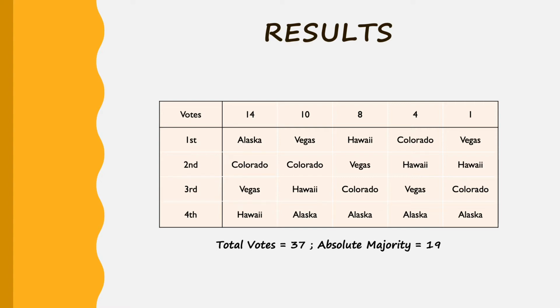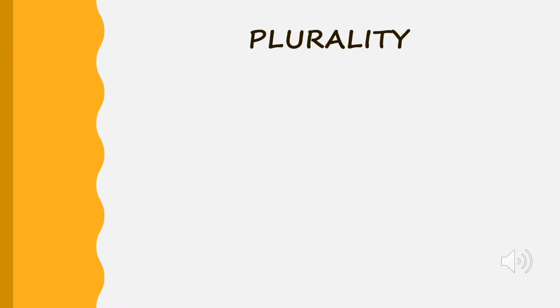The members were also asked to rank their votes in preference. So this is what we have. There were a total of 37 votes, and an absolute majority would be 19 and above. Since there is no absolute majority, there are different ways to pick out a winner for these results.